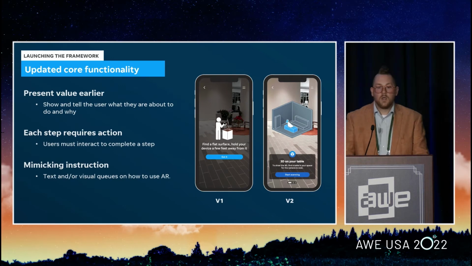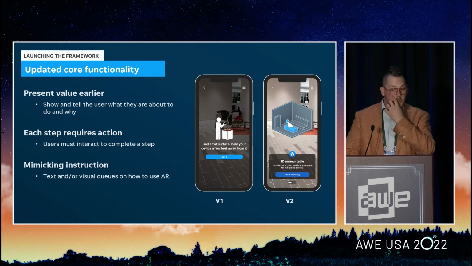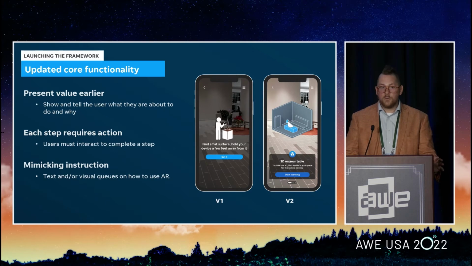So with this, we made up a list of our core new functionality. We wanted to make sure that we were answering the questions before we delivered. So now we're presenting the value earlier. You can see on the left version 1, on the right version 2. We're showing what AR can do, how it works in your world space. Each step requires an action, far less automation. As you can see there, we have a little pagination on the bottom of version 2 that shows you how many steps are left to go, and each point requires action. It's no longer just instantaneous, so they were confused by that.